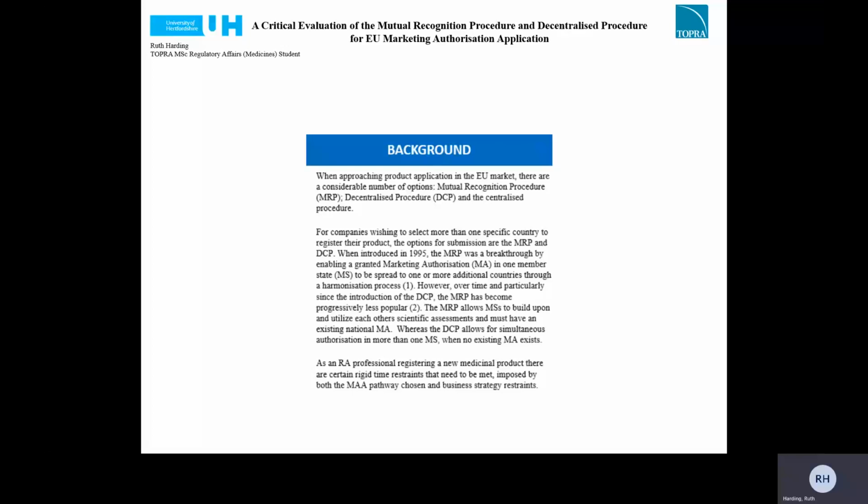It is for this reason that I've focused on just the MRP and DCP, which both allow the applicants to selectively choose countries, and this creates a complex regulatory strategy. When the MRP was originally introduced, this was a really significant change, as it allowed one dossier to be used for selective countries instead of multiple national licenses. This greatly reduced the burden on both companies and competent authorities, but it also led to an increase in harmonisation within the EU. Since then, the DCP has also been introduced and offers an alternative.